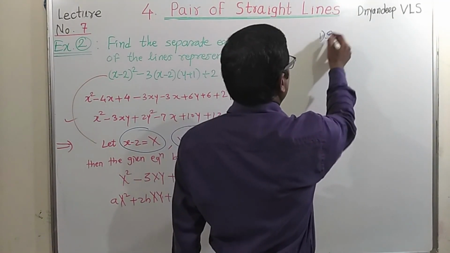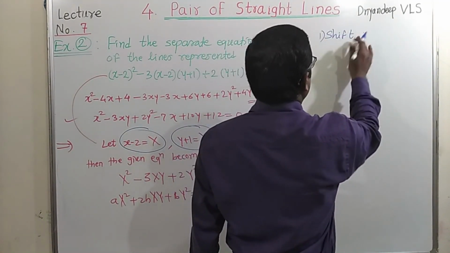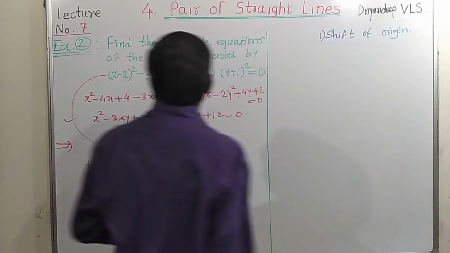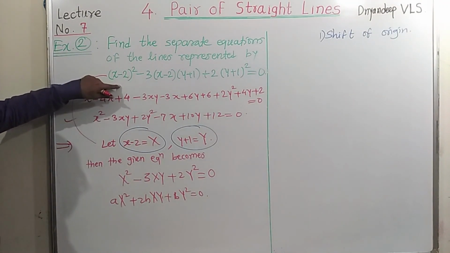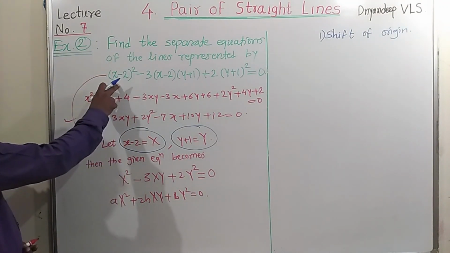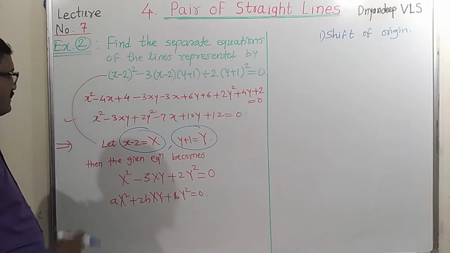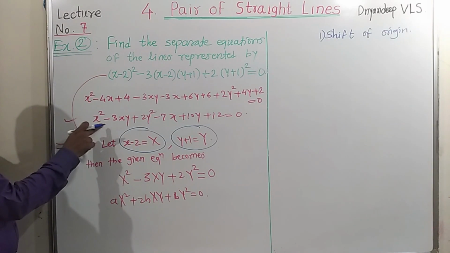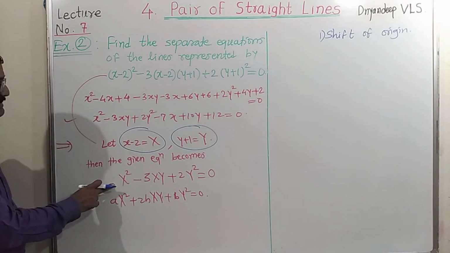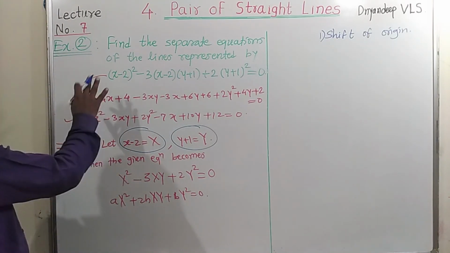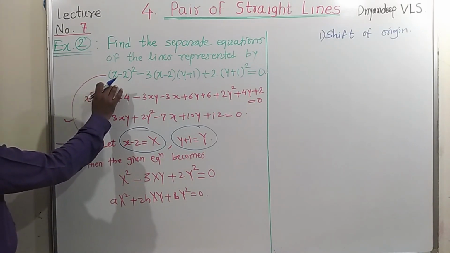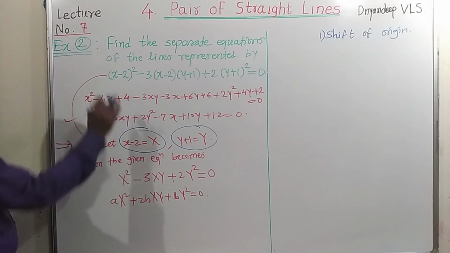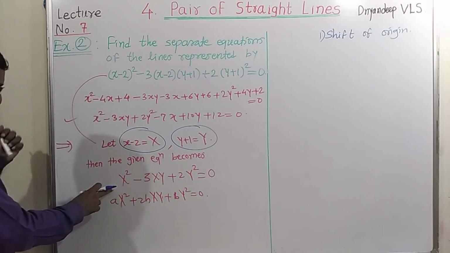So the first method we are using here is shift of origin. So whenever an equation is given in this form, we will use shift of origin so that this general equation will get converted into this homogeneous equation, because the point of intersection of these two lines is not origin and the point of intersection of these two lines is origin. Means we are changing their point of intersection. Instead of that non-origin point of intersection, we are shifting that point to the origin, so we get this equation.